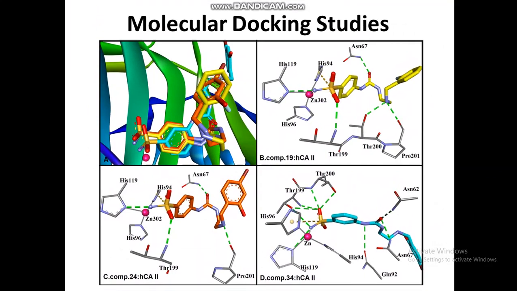After that, we have also performed molecular docking studies for ligand target interaction, but this time we have used human carbonic anhydrase 2. Here we observed the same type of interactions with the zinc binding group, but the difference is the binding with asparagine 67. Therefore, due to this binding, I think our compounds are more active as compared to their activity against human carbonic anhydrase 1. So these are specific amino acid residues which are only present in human carbonic anhydrase 2 but not in 1.